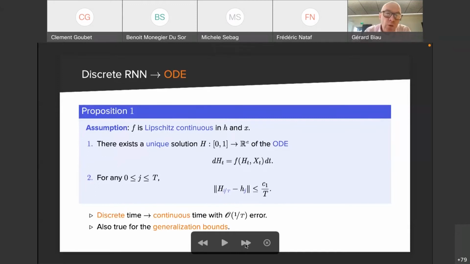We see that we lose a 1/t factor, and this factor is just due to the fact that we pass from discrete to continuous time. We will find these 1/t factors everywhere in the bounds, also in the bounds at the end of my presentation. So that's the first step.